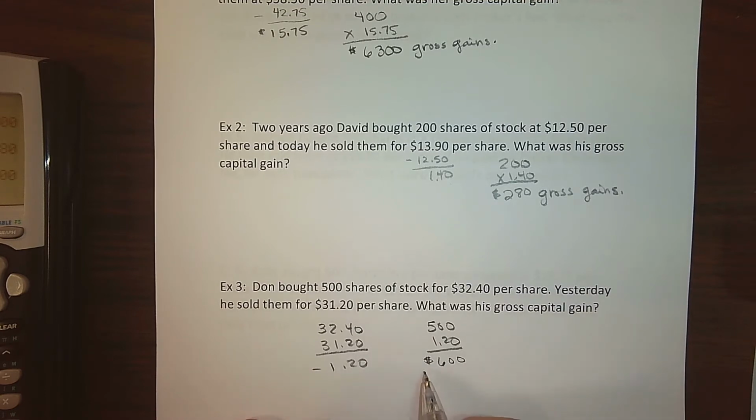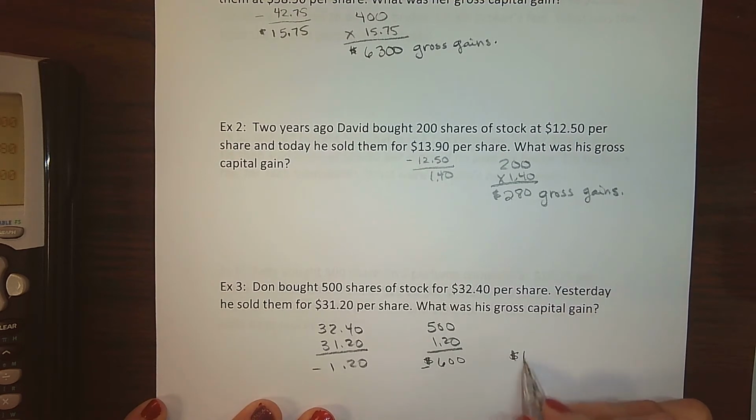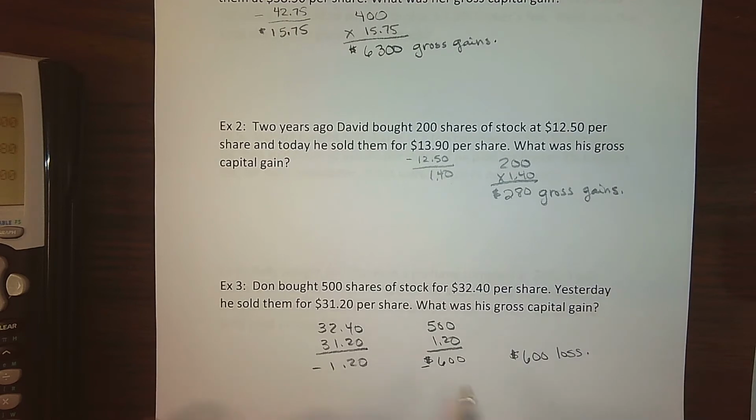Okay, I don't care if you put a negative sign out in front of that, or if you write $600 as a loss. But what we shouldn't do is write a negative sign and say loss, because that would be like a double negative. Okay?